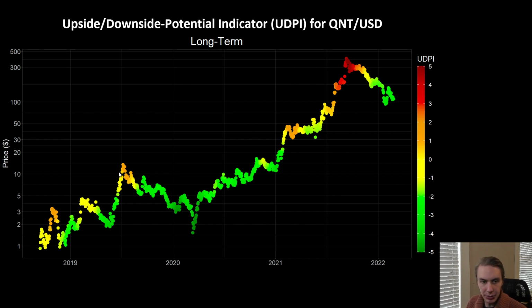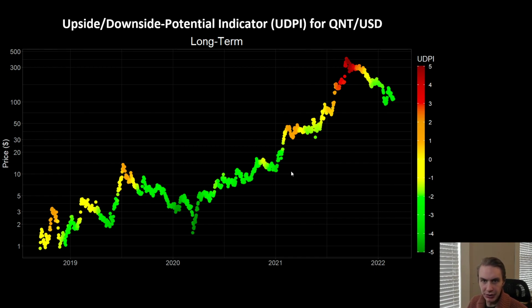You can see throughout QNT's price history, which I'm showing you here color-coded based on the UDPI, it does a good job of identifying these relatively high-risk zones, these low-risk zones, and these tops that, in this case for QNT, precipitated this pretty massive correction off of the all-time high.